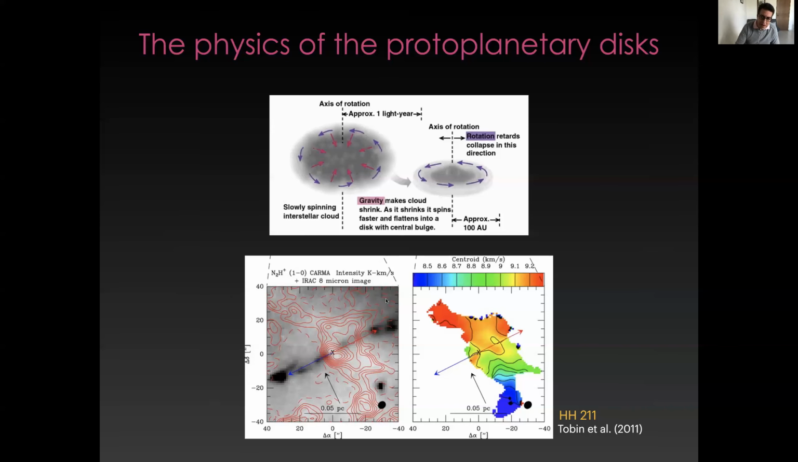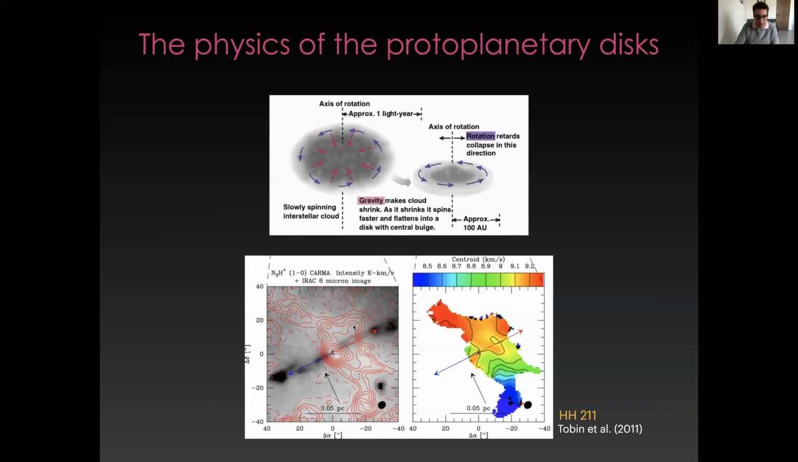Here is one really nice picture of an object whose name is HH211, which is an outflow. You can see here in this image, in grayscale, the H2 emission, I mean the molecular emission from the H2. And in red, you can see a molecule that is emitting from this really dense part of the cloud, whose name is N2H+.